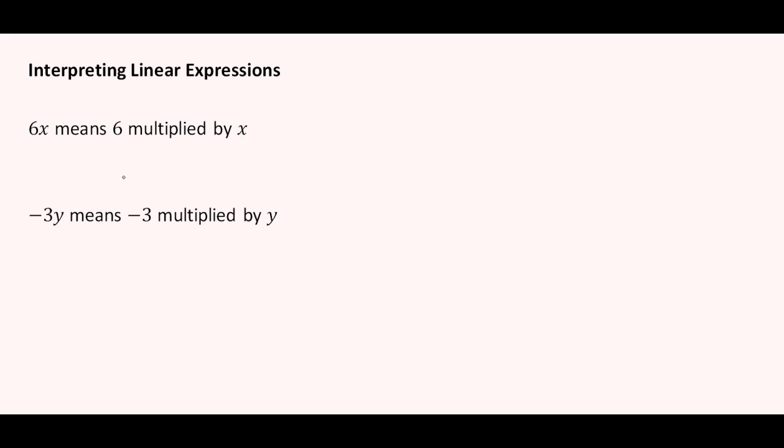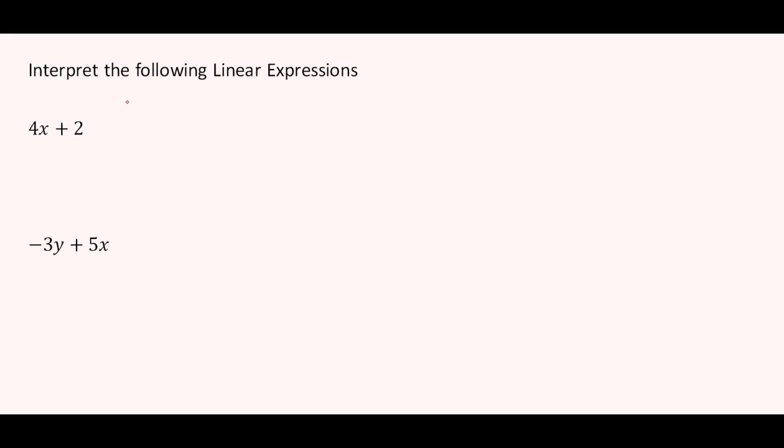So linear expression, when you say 6x, it just means you're multiplying 6 by the variable x. When you have minus 3y, it means you're multiplying minus 3 by the variable y. Now let's look at how we can interpret this. So what we have here is 4 multiplied by x and then add 2 to the result. In this case, we have minus 3 multiplied by y, and then we're going to have 5 multiplied by x, and then we add the results together.